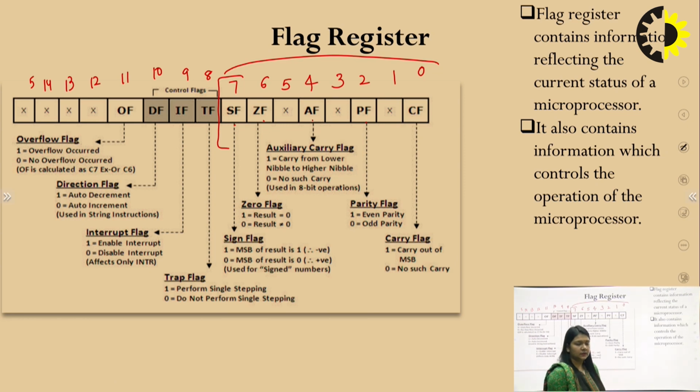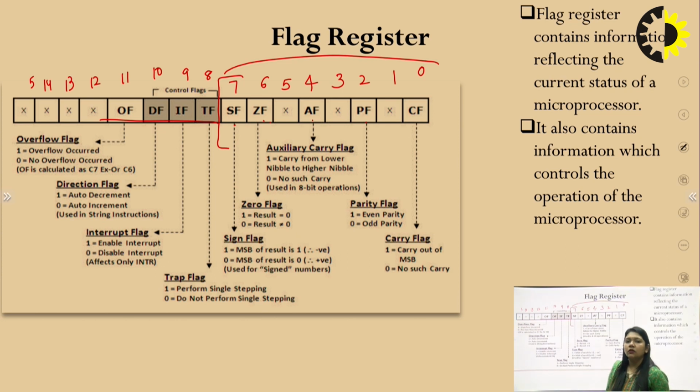The sign flag tells whether the microprocessor has a positive or negative sign. Then the zero flag, auxiliary carry and parity. The 4 flags in addition to the 8085 are the trap flag, interrupt flag, overflow flag and direction flag. These 4 flags are different in the 8086. So in the 8086 we have a total of 9 flags.